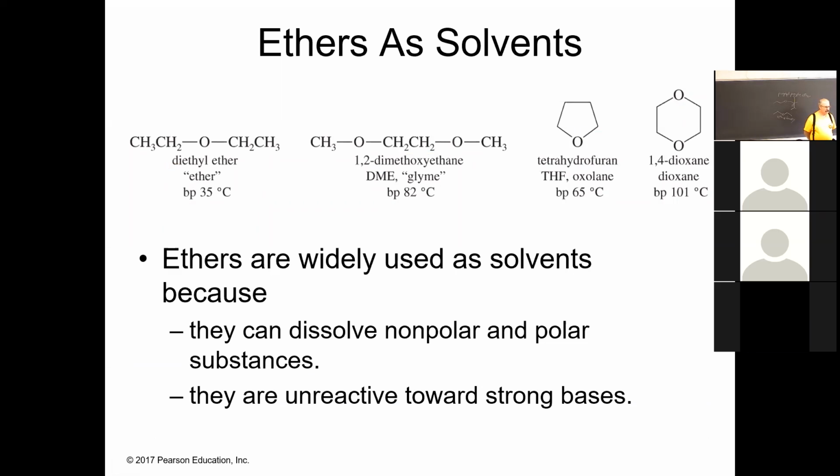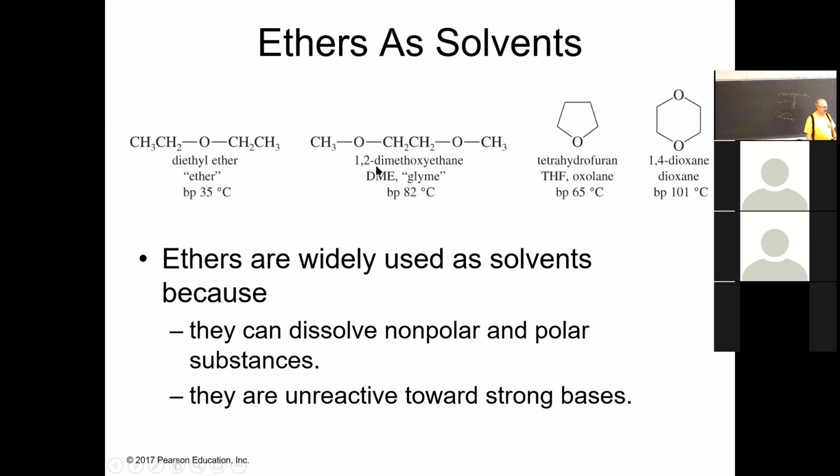Okay, here are some examples of ethers that are very commonly used as solvents. We have diethyl ether here, which you all have used in the lab. It boils at 35 degrees Celsius, which is about 95 degrees Fahrenheit. So if we have a really warm laboratory, the ether will boil.